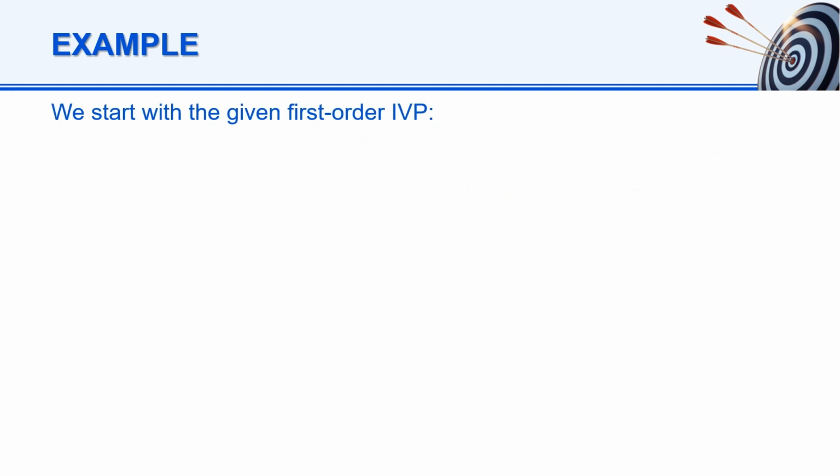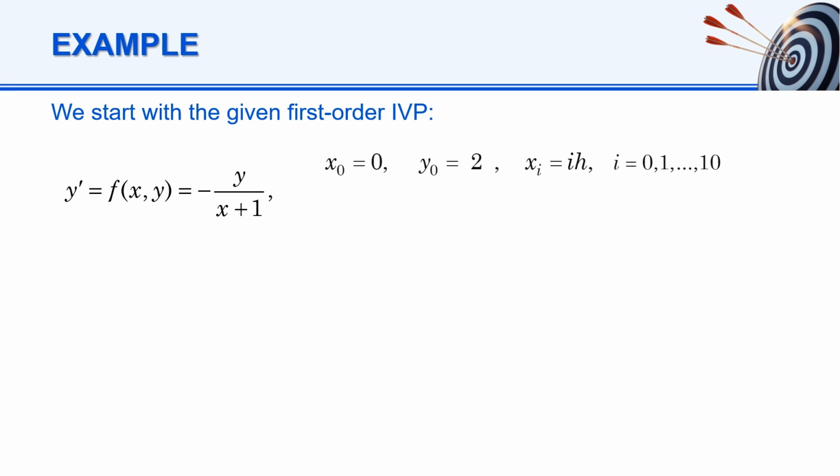We begin with the given first-order initial value problem. Isolating y prime gives the slope function f(x,y) as minus y over x plus 1. The initial values x0 and y0 are 0 and 2, respectively. For h equals 0.1, the abscissas run from i equals 0 to 10.